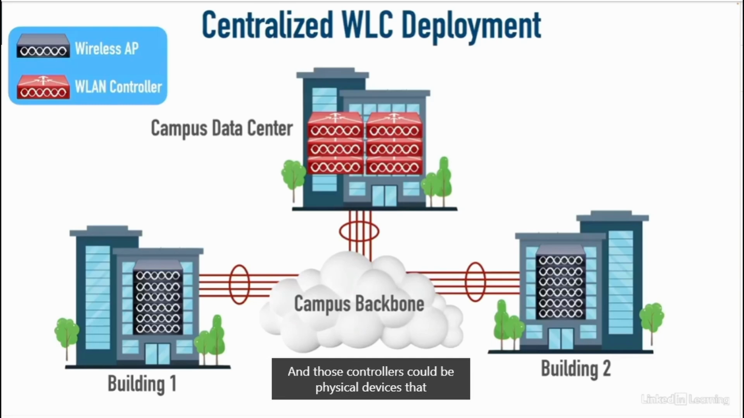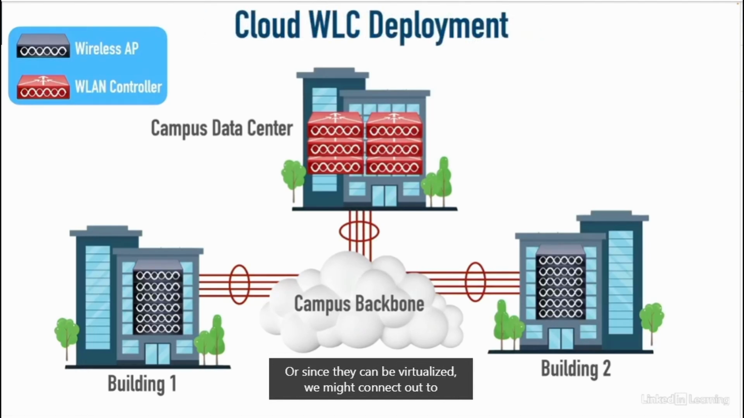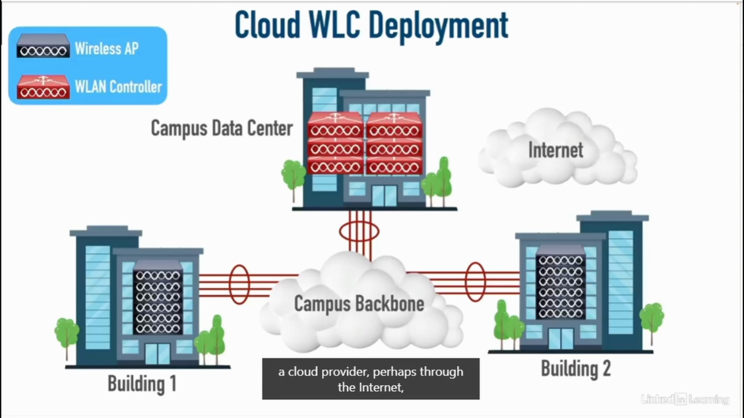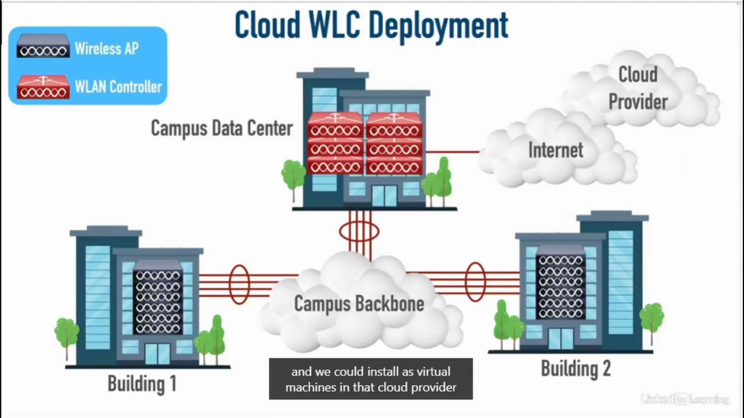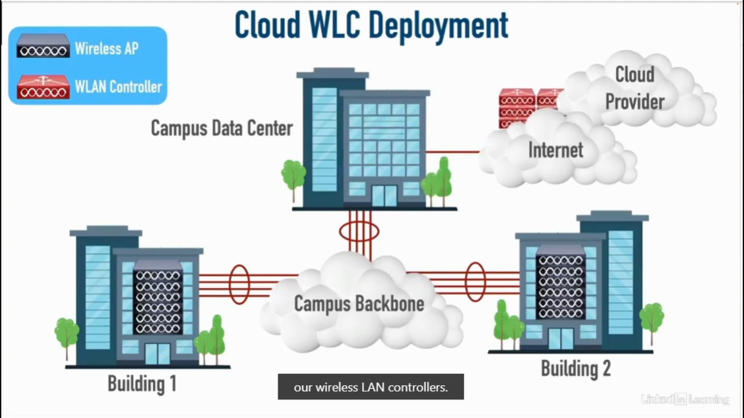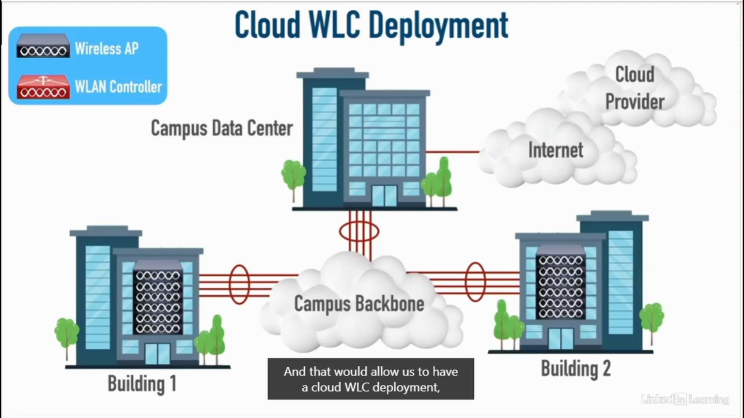And those controllers could be physical devices that are rack mounted, or Cisco allows us to virtualize our wireless LAN controllers and run them as a VM, a virtual machine. And we could do that in our data center, or since they can be virtualized, we might connect out to a cloud provider, perhaps through the internet, and we could install as virtual machines in that cloud provider our wireless LAN controllers. And that would allow us to have a cloud WLC deployment where our access points within our enterprise were being configured and controlled by one or more wireless LAN controllers that lived in the cloud.